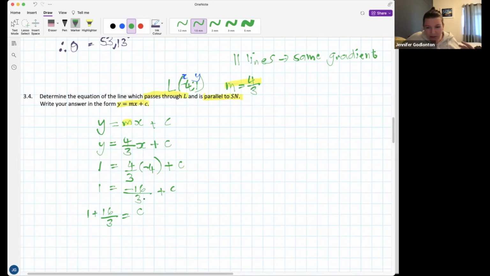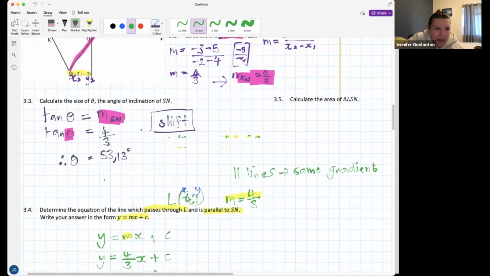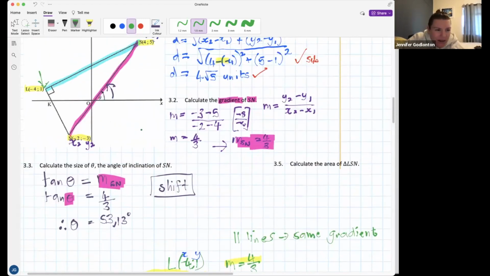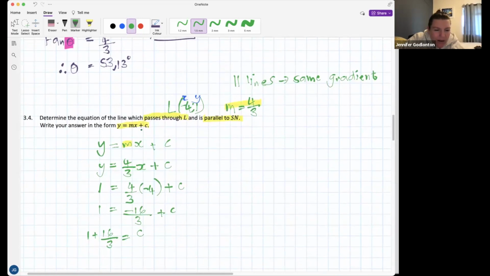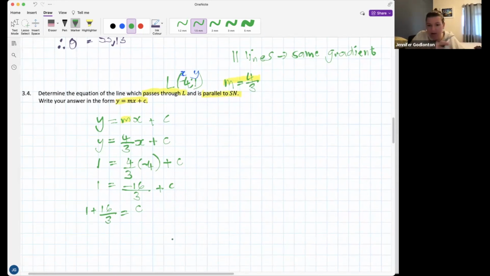I think I got a different number to that earlier. Let me just make sure I haven't made a mistake. I just want to make sure that I've written L's coordinates down correctly. Negative 4 and 1. 4 and 3. Yes. Negative 16 over 3. I'm happy with that. y is 1. Okay. Well, then I agree with myself.